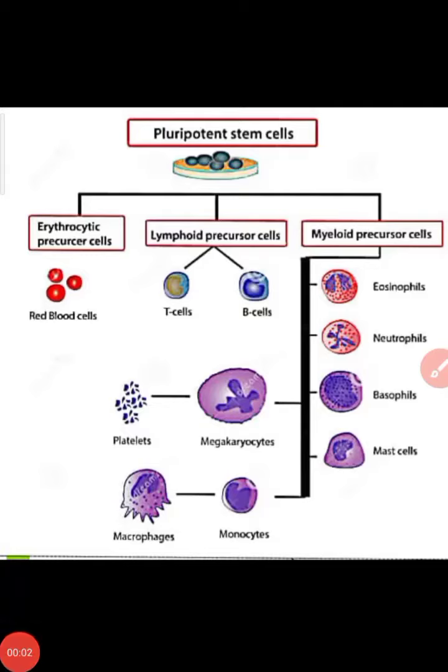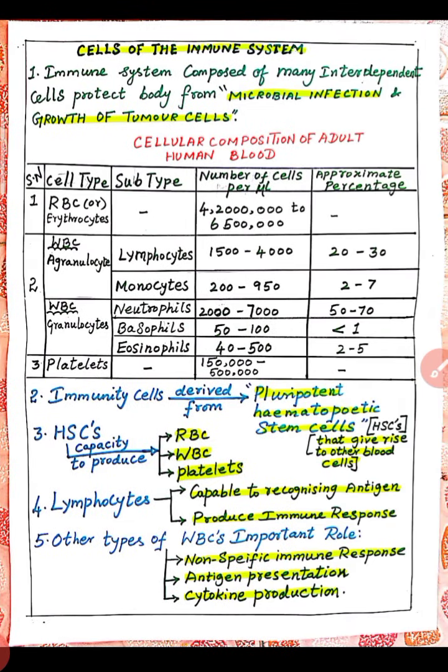Hi children, last class we discussed the development of immune cells, right? Last class we completed this table on the formation of immune cells. Now we are going to see about lymphocytes. See point number 4: lymphocytes have the capability to recognize antigen.